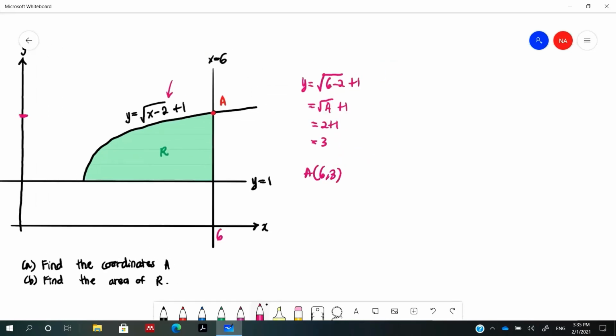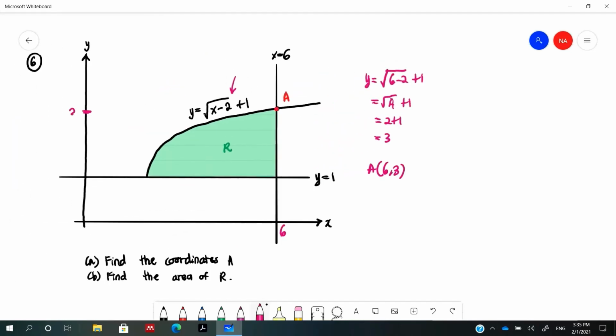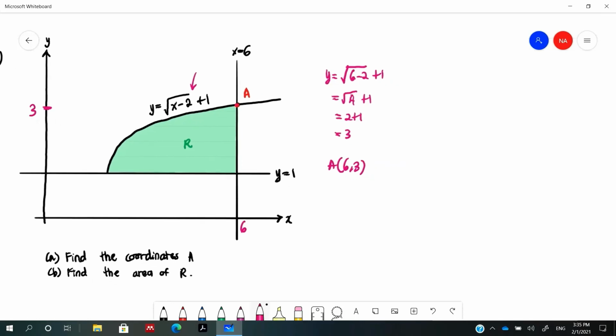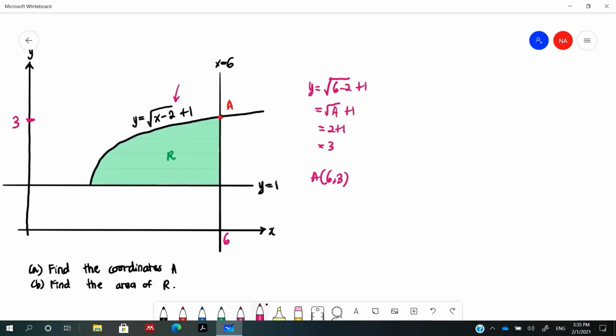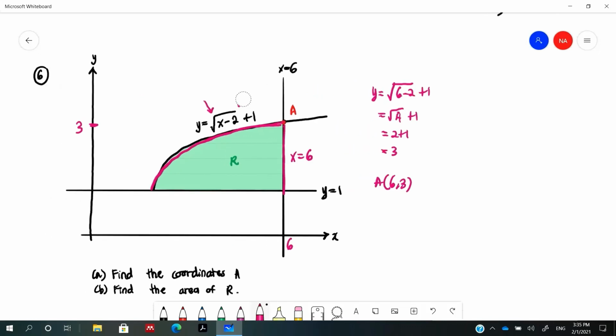All right, 6 3. So now we have 3 here. What we want to do is to find the integration, because we need to find the area for R. So we note that the function at the right side is actually x equal to 6, and the one at the left side is given by this function. This is given with y as the subject, so we have to modify this to make x the subject.